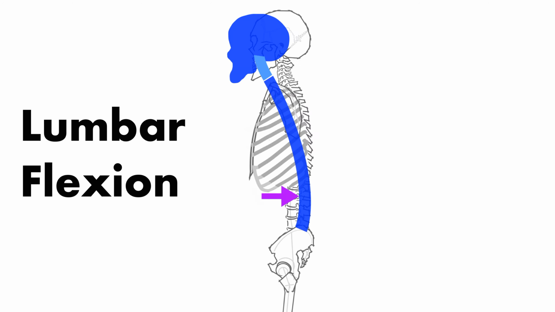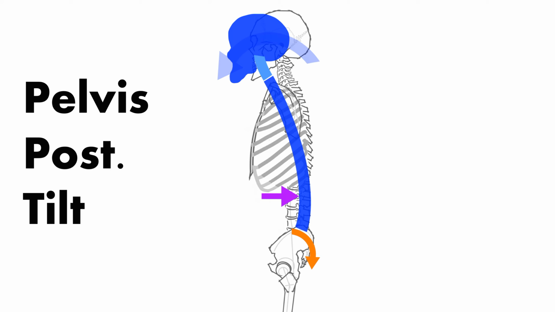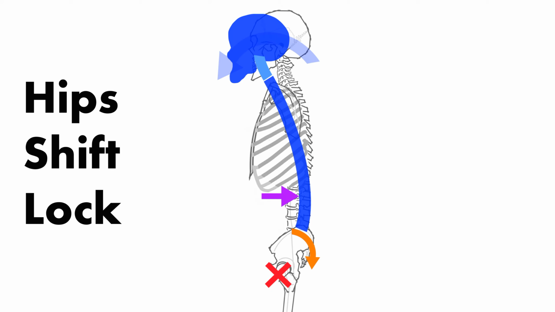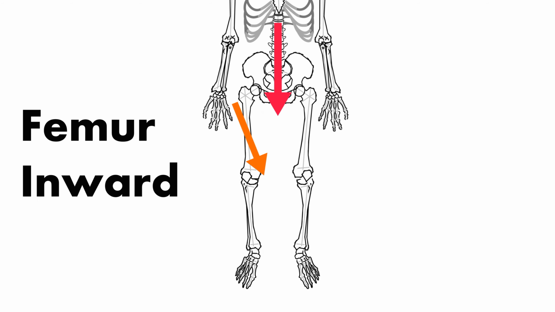But there's more. There's more if you really want to inflict some pain. Specifically, if you create lumbar flexion. This drives the pelvis posterior, a posterior pelvic tilt. That tilt locks the hips, changes the way they move, ultimately driving them inward as they step, as they move, and even just as they stand.